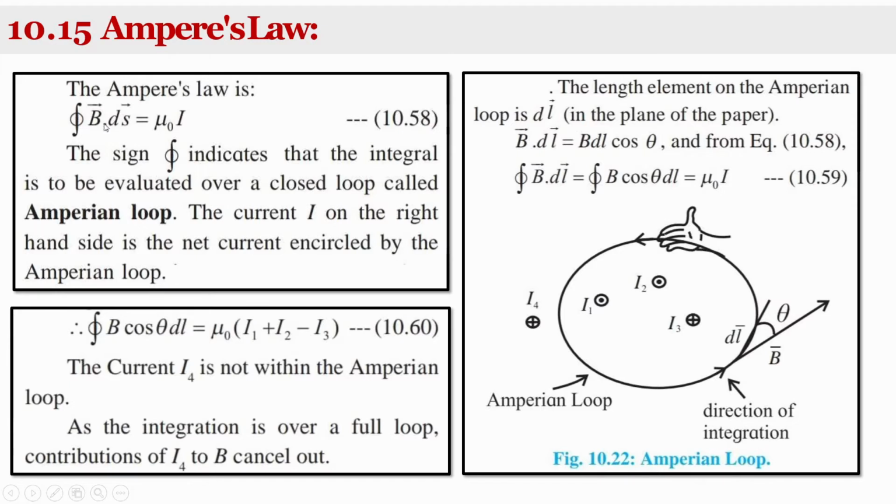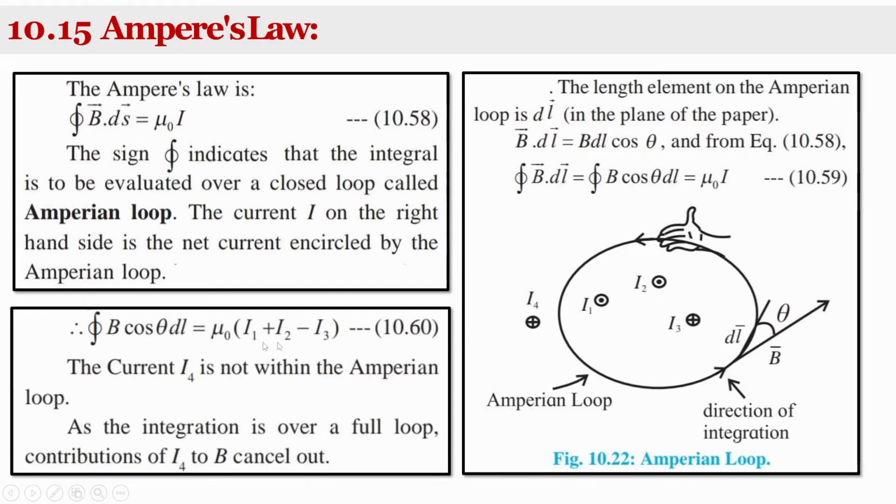the line integral of B dot dl equals mu naught times I. B dot dl is written in the form B dl cos theta, since we know that for vectors A and B, A dot B is AB cos theta. So we can write the line integral of B cos theta dl equal to mu 0 I, and this I is considered for the three currents, so it can be taken in the form of I1 plus I2.